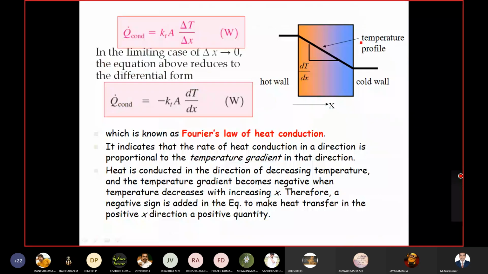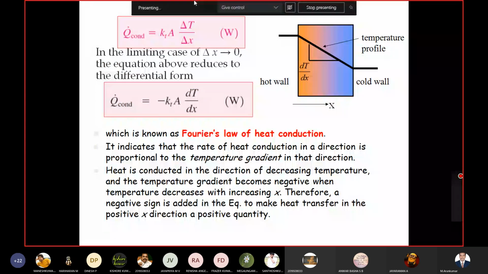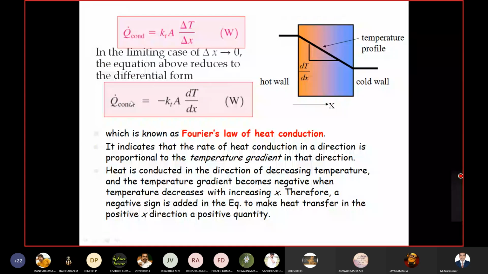Then we have to know Fourier's law of heat conduction. That is actually another form of the equation of heat conduction. In the limiting case of delta x, that is if delta x is equal to 0, then we can get the equation as q dot equal to minus kt A into dT by dx. Here the minus sign will be there. So this equation is called Fourier's law of heat conduction, right?